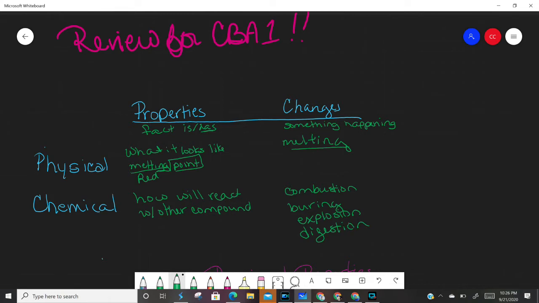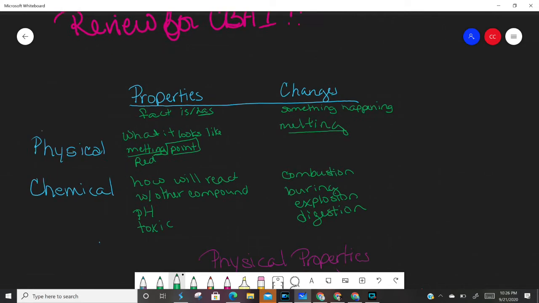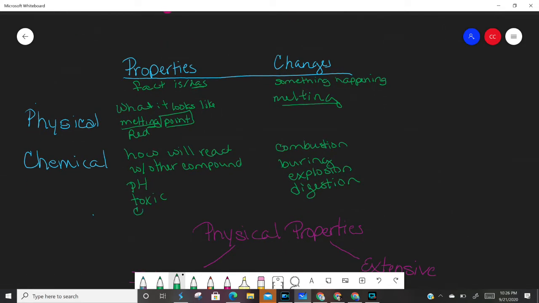Okay, chemical properties are things like pH, whether it's toxic or not, whether it's corrosive. Sometimes to know that it's a chemical property, it says will react with. Anytime you see that, that's telling me how it's going to behave with others. So make sure that if you see how it is going to react with others, it's a property. Changing, we start with one compound, we end up with another one.